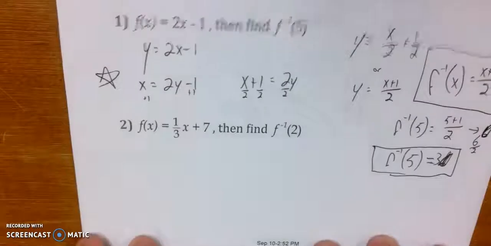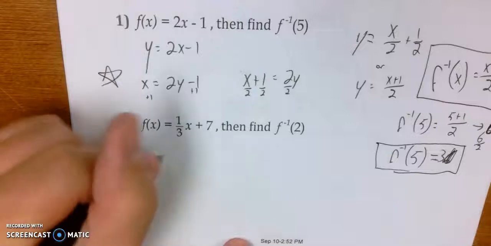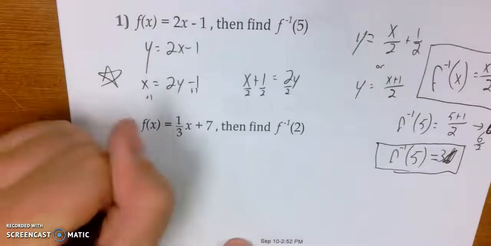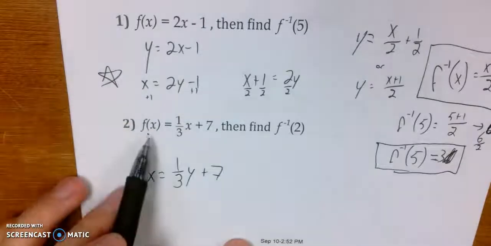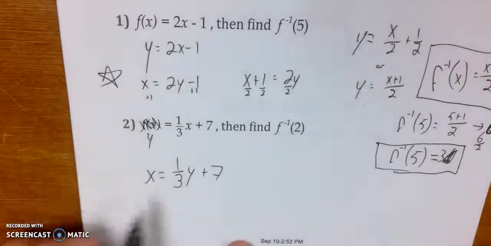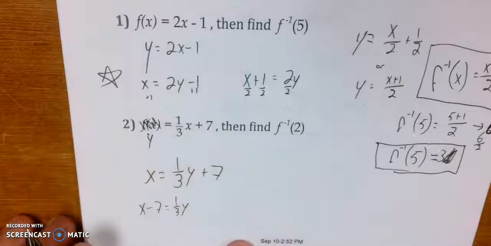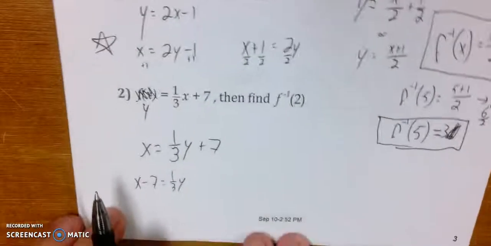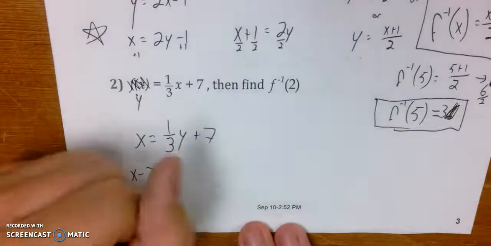All right. Next one, we'll go a little bit quickly through this. Let's see, I'm going to kind of skip down here. We're going to invert, so I'll have x equals 1/3 y plus 7. So again, instead of f of x, I'm using a y. And then we switched them. I'm going to move the 7 over, so x minus 7 equals 1/3 y. To get rid of 1/3, I need to multiply by 3. So I have 3 times x minus 7 equals y.